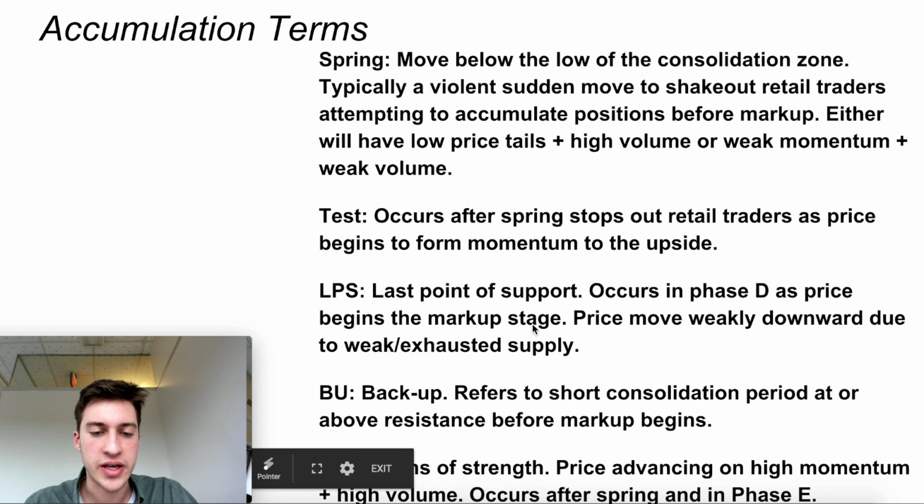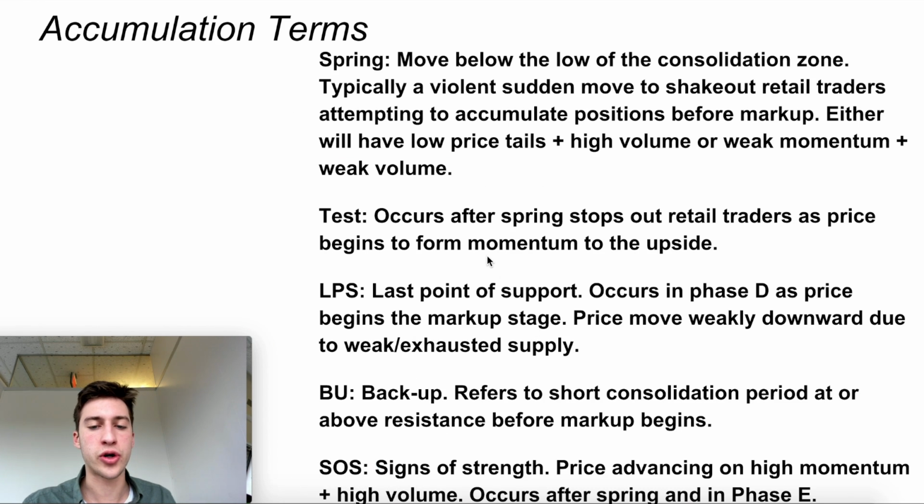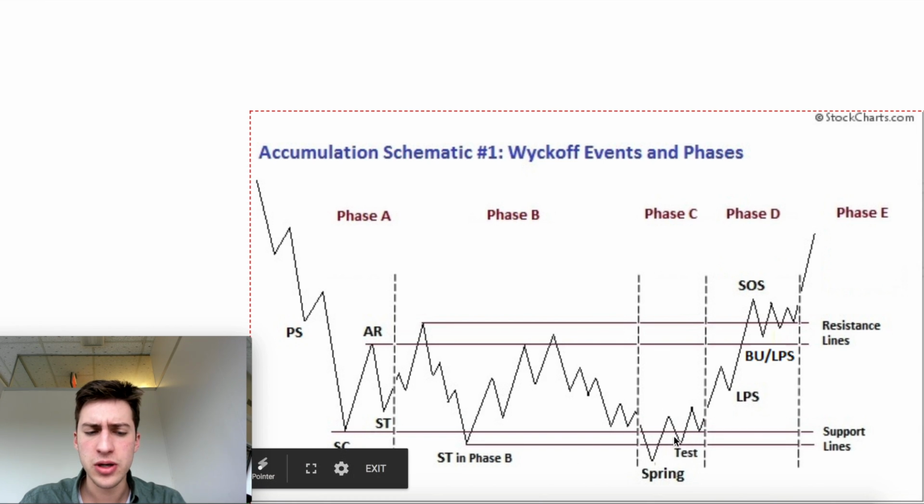So to talk about the test area here, this is what's going to occur after the spring, and this is what's going to stop out retail traders as price begins to form momentum to the upside. So any retail traders that haven't market sold yet are probably going to begin to market sell here. We're going to get that and that, as they really believe that price is just going to go lower, and then they're just getting better rates to sell before the eventual drop. It's these kinds of areas that are probably the optimal spot to buy back in when you see a confident move right back into the trading range.